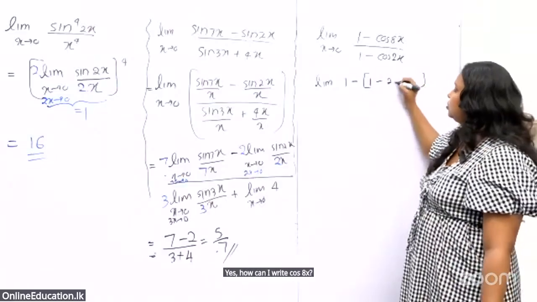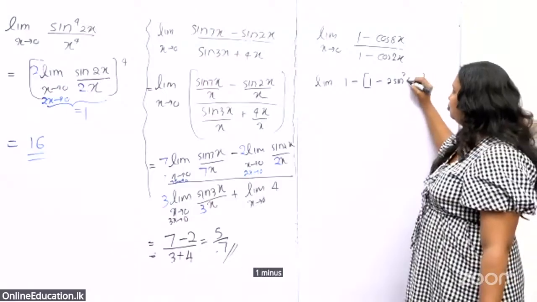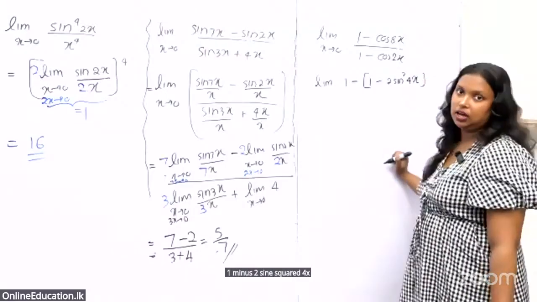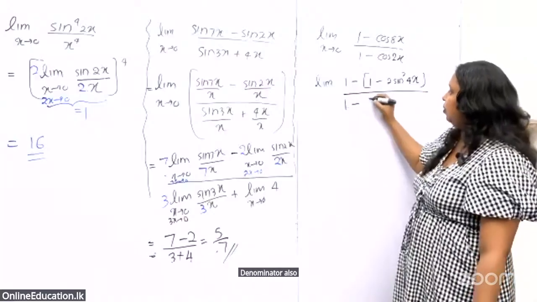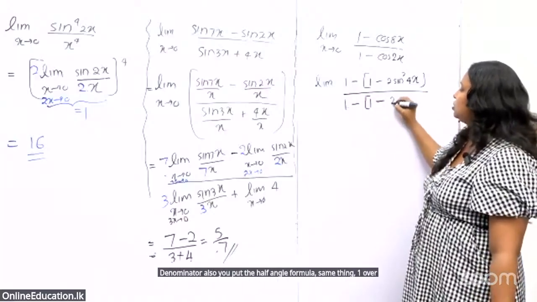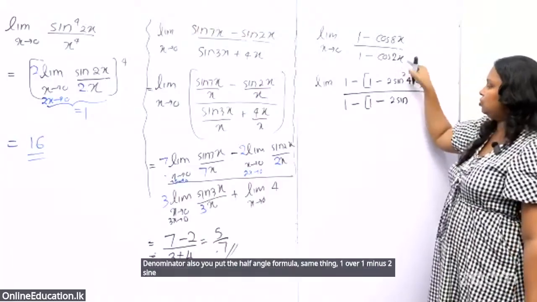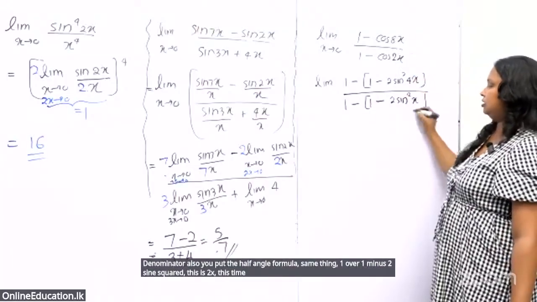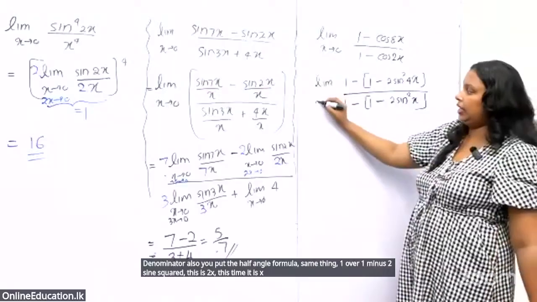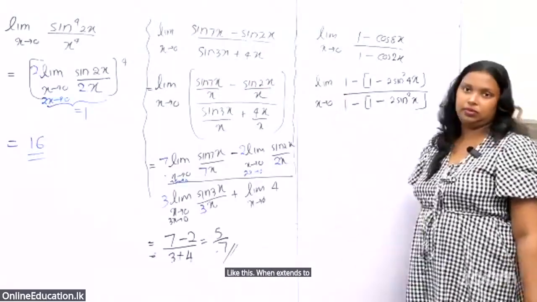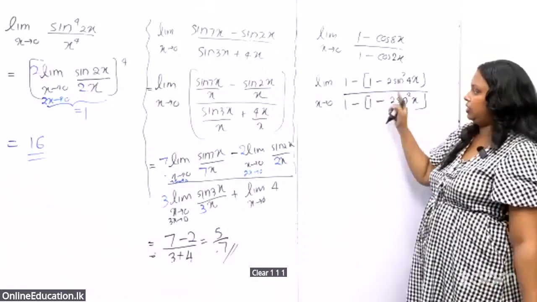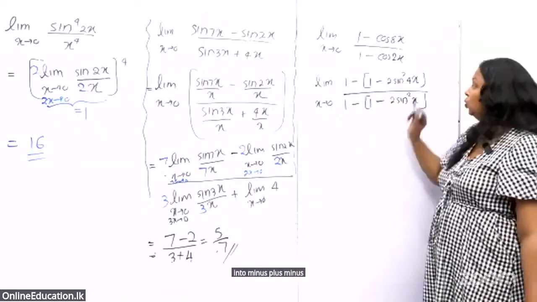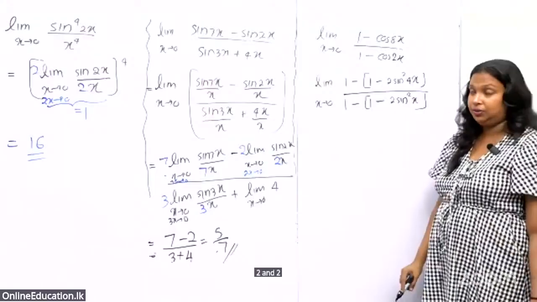1 minus 2 sine squared 4x, half angle formula. Denominator also, you put the half angle formula, same thing, 1 over 1 minus 2 sine squared 2x, this time it is x, like this, when x tends to 0. Clear? 1, 1, 1, 1 get cancelled, minus into minus plus, minus into minus plus. 2 and 2 will get cancelled, you know, right?